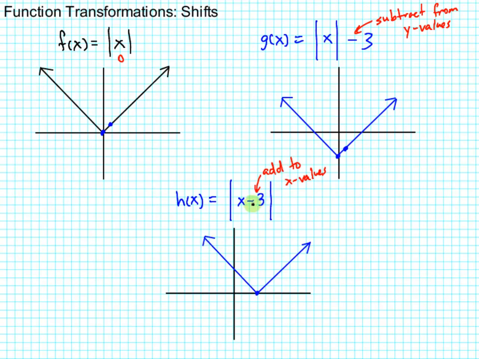So when you subtract 3 inside from the x, that means you have to shift right by 3. It's horizontal because it affects the x's, and you have to counteract it because it affects the x's. You don't subtract and go left, you subtract, which means you need to add to counteract, which means go right.